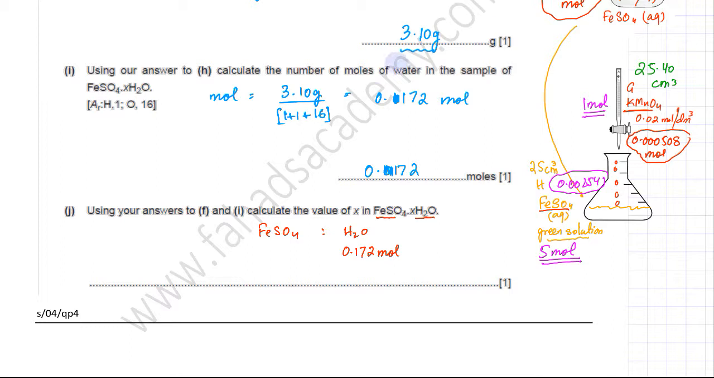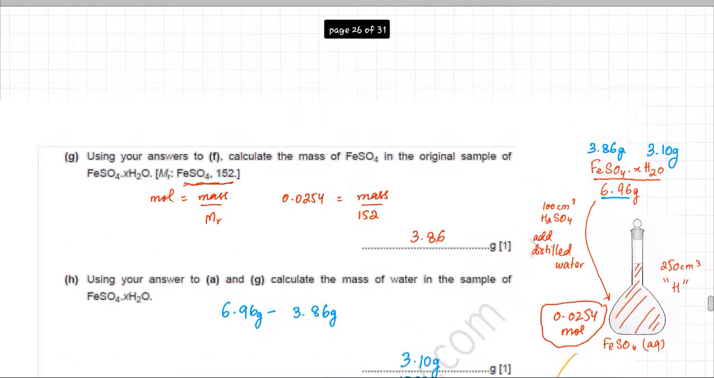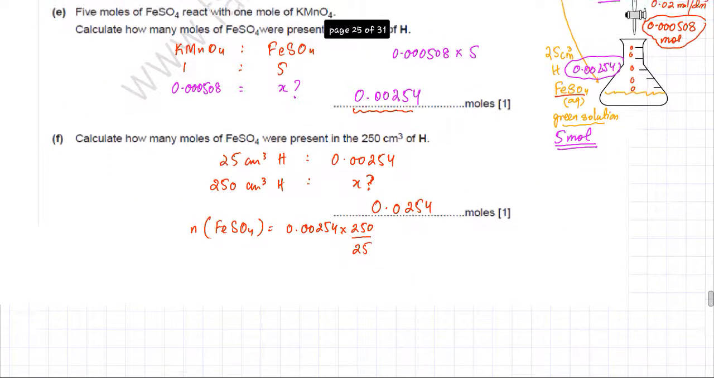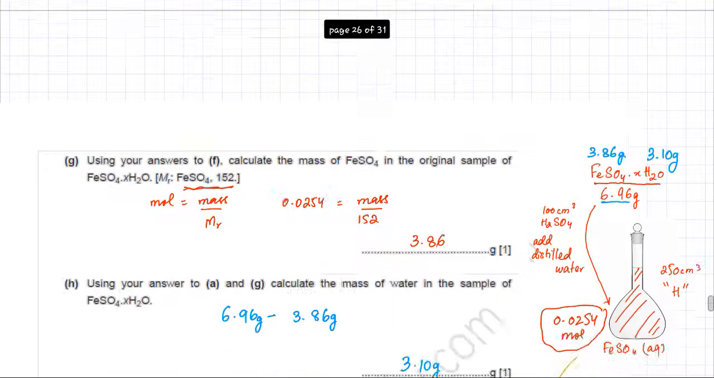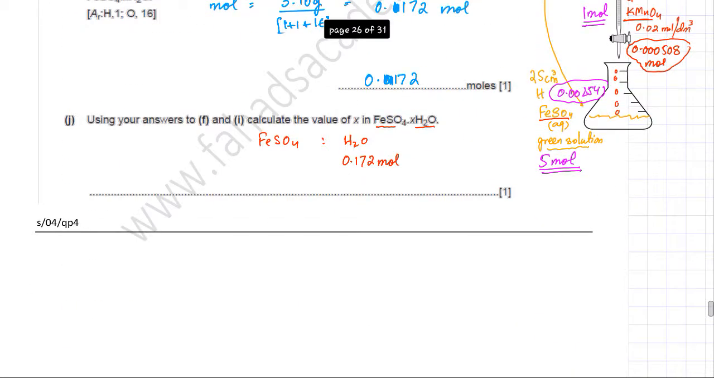And if we move to the previous part F, what did we find in part F on the previous page? We were able to figure out the moles of FeSO4, which were 0.0254. In the salt, the moles were 0.0254. So I know the ratio. In the hydrated salt, 0.0254 moles of FeSO4 are present and 0.172 moles of water are present. Now I need to figure out, if you have 1 mole of FeSO4, how many moles of water would be present with that.